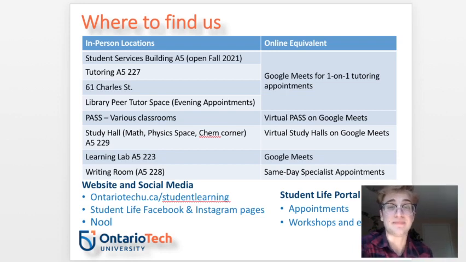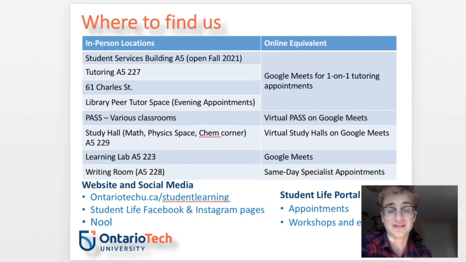As you can see, when campus is open, we use a variety of spaces for our services. The Student Services Building opens its doors in fall 2021, which is where tutoring will be hosted in room 227. Tutoring also takes place downtown at 61 Charles Building and in the study rooms on the third floor of the library. For math, physics, and chemistry drop-in help, we run online drop-in study halls.